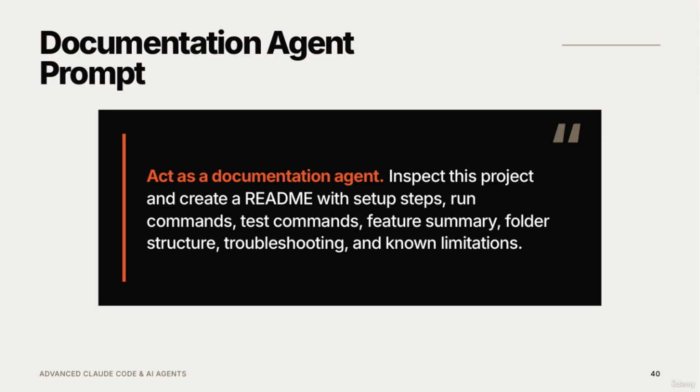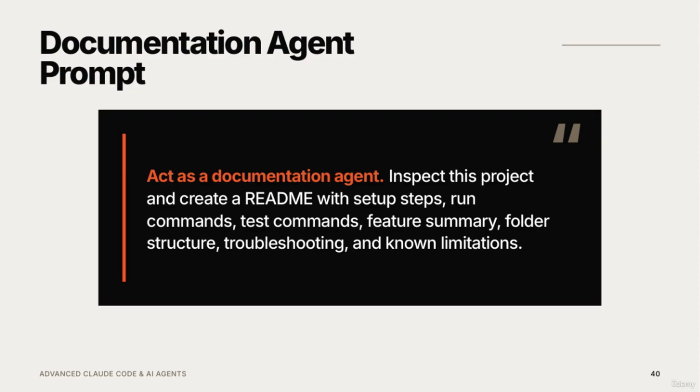Additionally, test commands are outlined to help verify that everything is working as expected. The README should also provide a concise feature summary, highlighting the main functionalities of the project. It's equally important to describe the folder structure so users can understand how the project is organized. Troubleshooting tips are another crucial part, offering solutions to common issues that might arise. Finally, known limitations should be clearly stated to manage expectations about what the project can and cannot do.